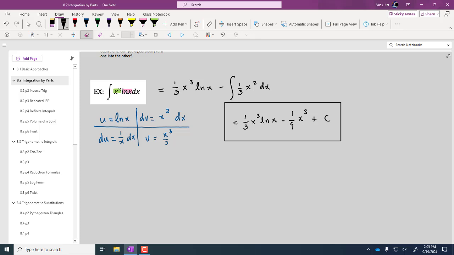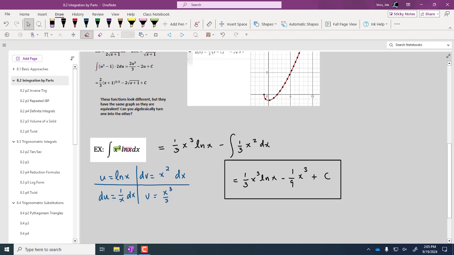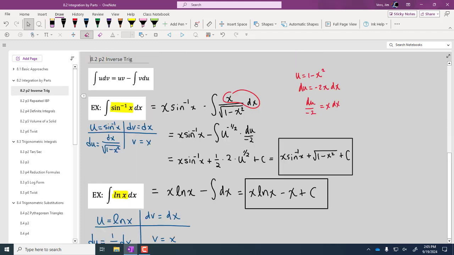Any questions on any of the steps? All right, so let's see. So let's go here.